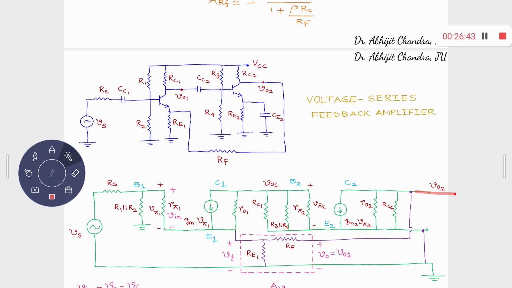If I consider these are the 2 nodes, which have been shown by green, output of the feed network, and this violet green combination, these are nothing but the input of the back network. How are they connected? They are connected in parallel path. So this is basically a voltage kind of sampling, right?